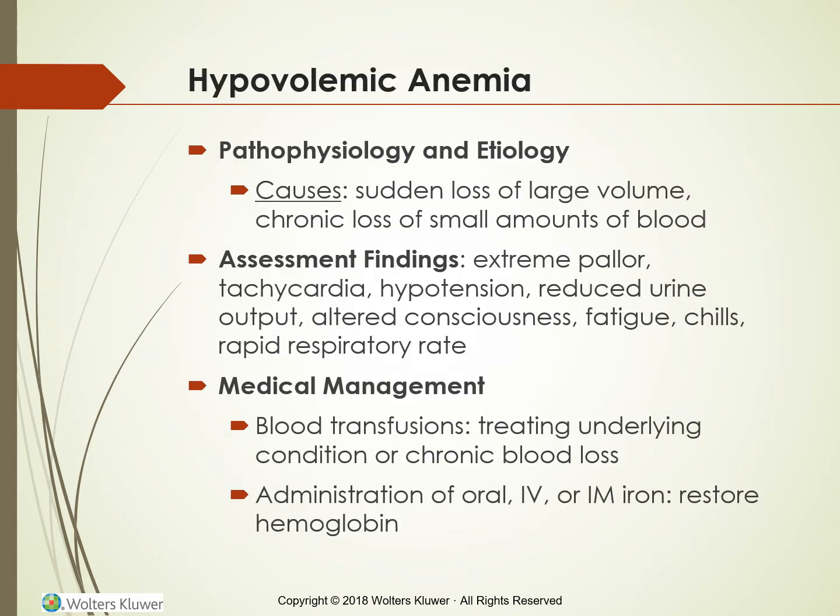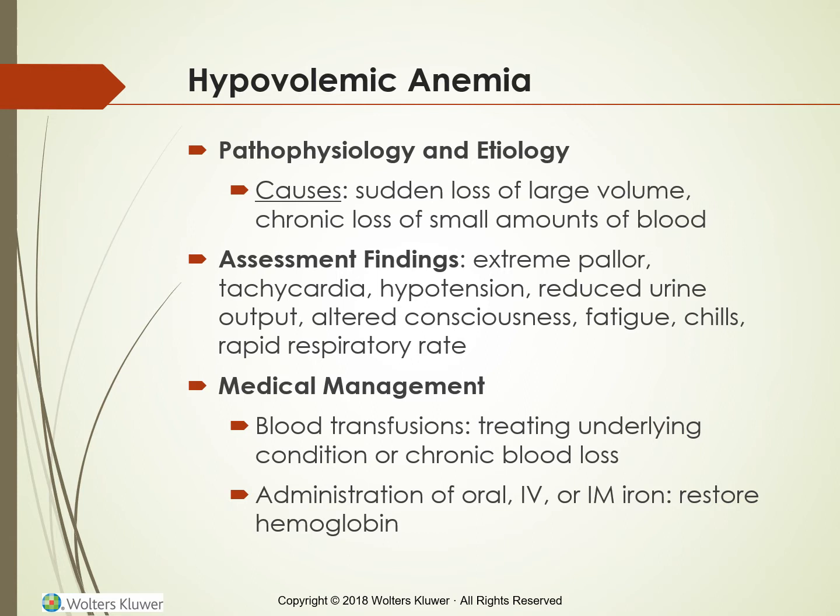Hypovolemic anemia continued. In review, the pathophysiology and etiology causes of hypovolemic anemia is sudden loss of large volume or chronic loss of small amounts of blood. Assessment findings: extreme pallor, tachycardia, hypotension, reduced urine output, altered consciousness, fatigue, chills, and rapid respiratory rates.